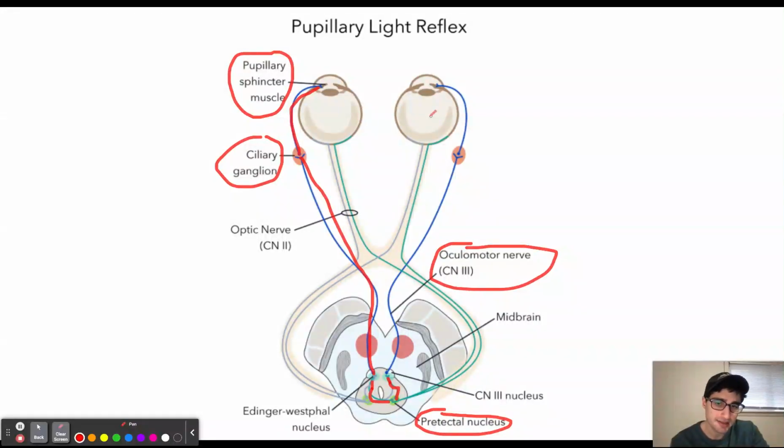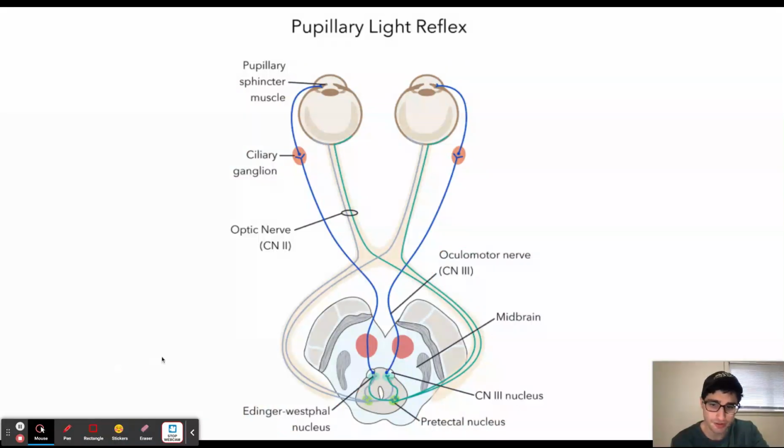So all this is that when we shine a light on a person's right eye, for example, both of the eye pupils will be constricting because we will be sending signals to the ipsilateral and the contralateral Edinger-Westphal nucleus.